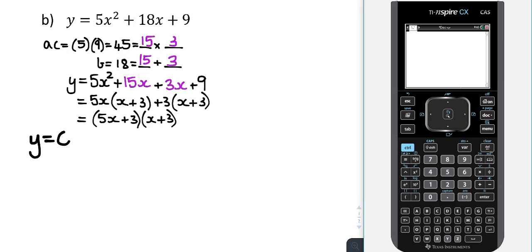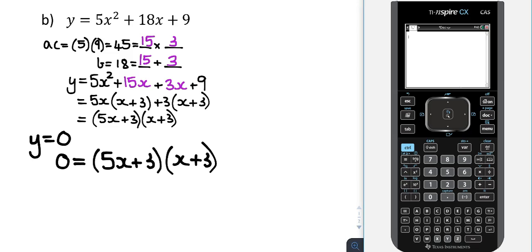All right. This part here is from last lesson. That is your factorizing using the AC method. You now then need to apply the null factor law. So we've done the factorization, we now null factor it. So make y equal to 0. 0 is equal to 5x plus 3, x plus 3, which means that each of those brackets is equal to 0. So 5x plus 3 is equal to 0.